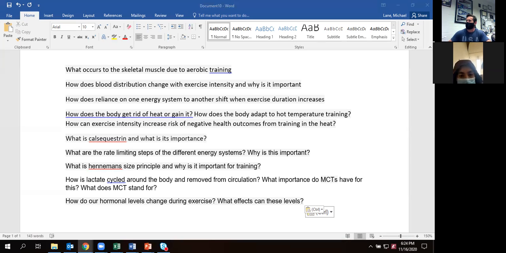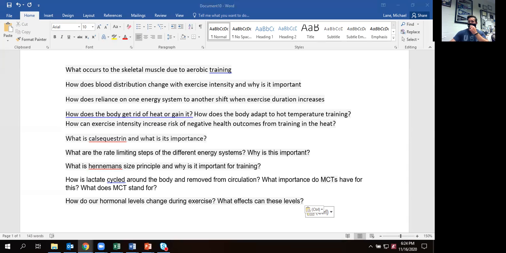What is calsequestrin? The question is, what is its importance? It is the protein that's going to bind to calcium inside the sarcoplasmic reticulum during relaxation. So it's really important to keep calcium out of the sarcoplasm, so we're not just contracting for no reason.